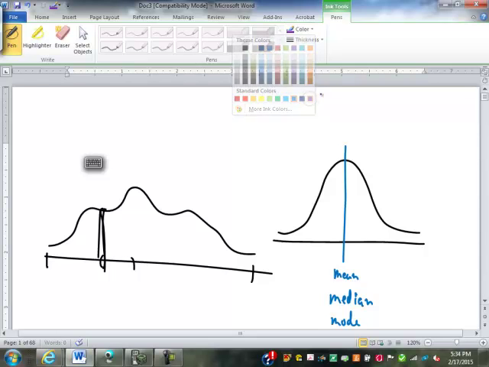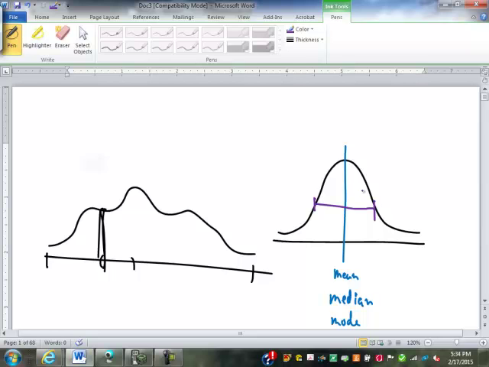The other thing we needed to describe was how wide that curve was. And what we used to describe that, we used the range, which wasn't very accurate. The better description that we found was the standard deviation. And we're going to review just how that describes the width of this curve a little bit more to start off tonight.